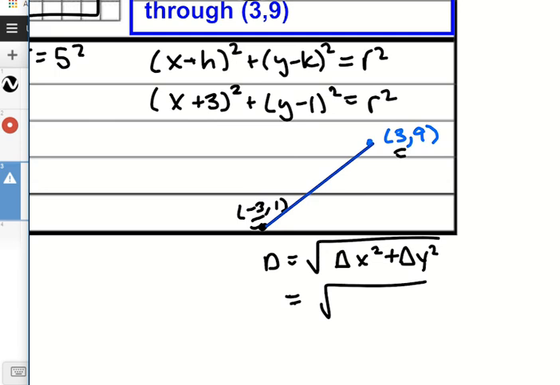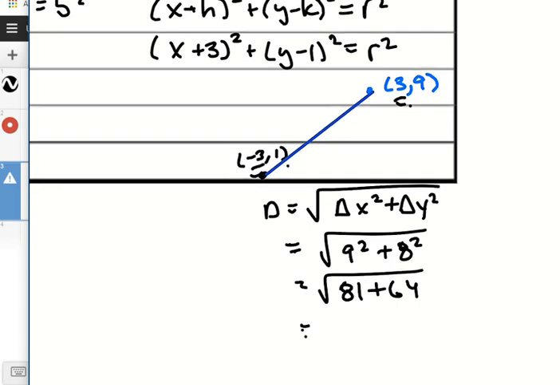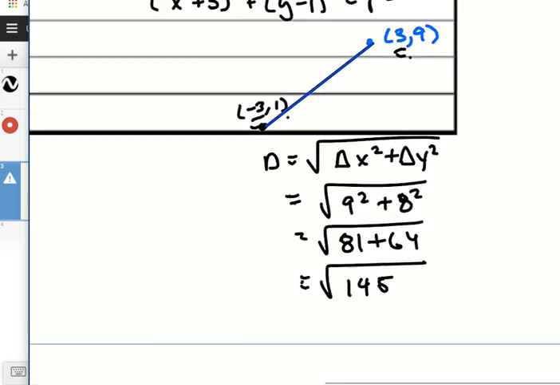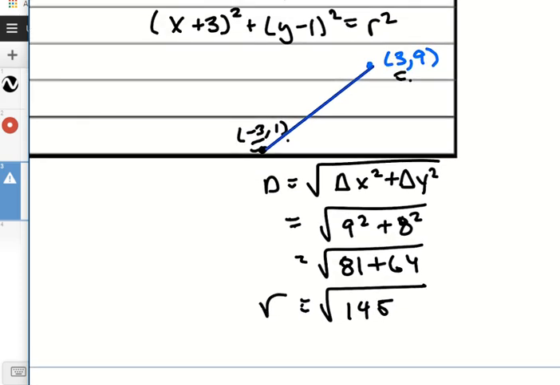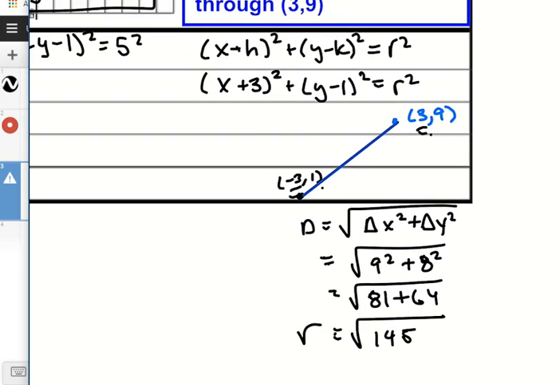Let's see if I can do arithmetic right now. That's 145. And so our radius value itself is the square root of 145, right? We have to get that r value right here. But please notice the r value is actually squared. And so the way I'll write this in the final form will be (x plus 3) squared plus (y minus 1) squared, and I'm just going to make it equal to 145.